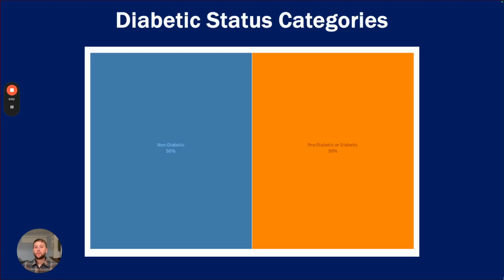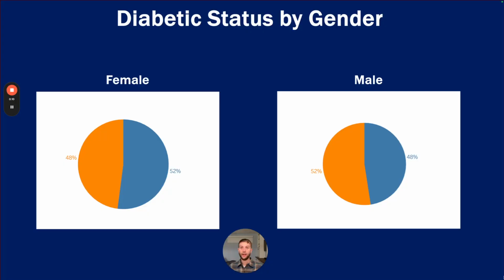This tree map shows the percentage breakdown of diabetic status categories in the data set. It shows that there is a perfect 50-50 split of the 2 categories of non-diabetic and pre-diabetic or diabetic, and it shows that the data set is balanced. These 2 pie charts show the diabetic status breakdown per gender. The female circle is a bit larger than the male circle because there was a larger number of women surveyed than men in the data set. Females were slightly more likely of being non-diabetic, while men were slightly more likely of having a pre-diabetic or diabetic status.